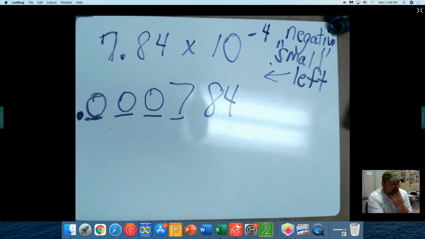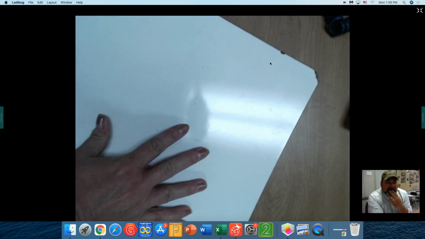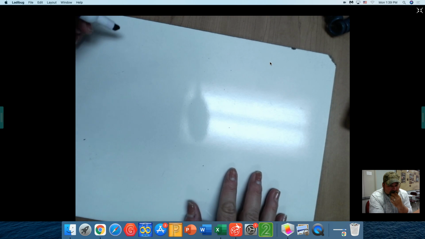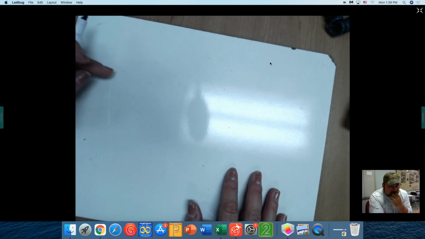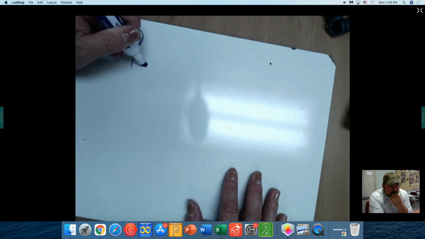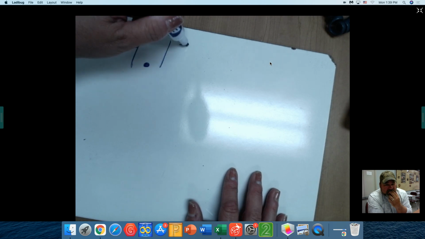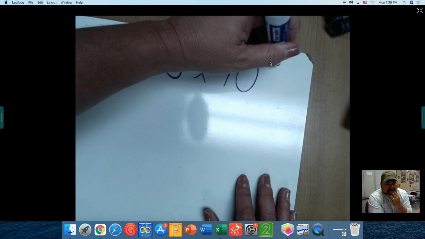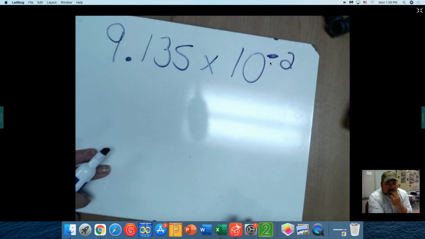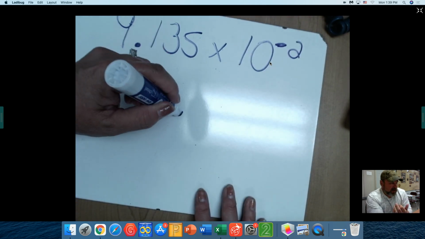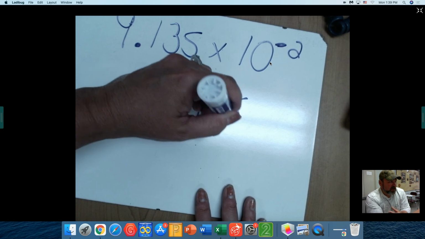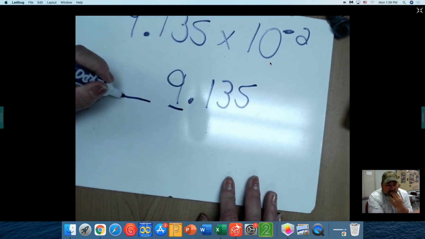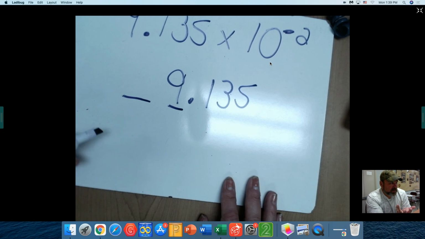Okay, so let's do another negative one. Now, if they give it to you in scientific notation, you only ever have to skip one digit if it's written correctly. So let's say it's 9.135 times 10 to the negative 2. Okay, so the negative 2 tells me my number is going to get smaller. My decimal is going to move 2 places to the left. So you go 1, 2. And the 9 actually counts as one of my 2 numbers, right?